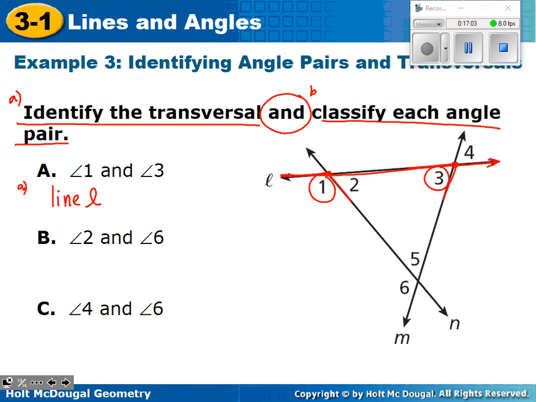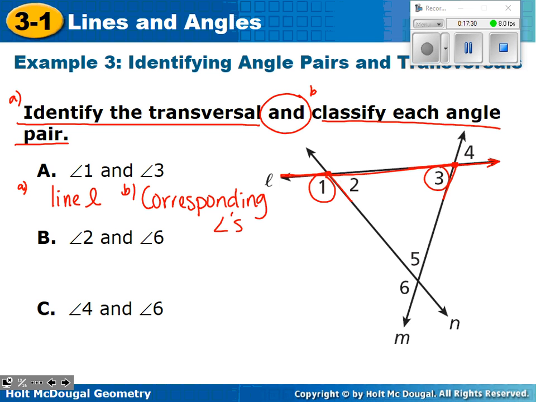It's not same side because they're not both interior and they're not both exterior. So they're corresponding. Corresponding are always on the same side, but it's going to have one interior and one exterior. So they're in the same position. Remember, corresponding is when they're in the same position. They're both below and to the left. So that's corresponding. So part B would be corresponding angles.